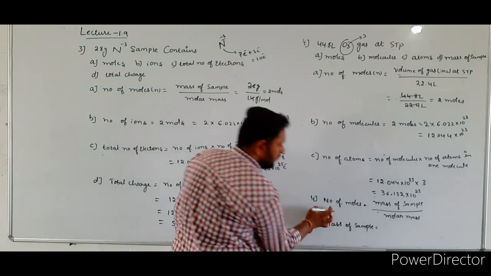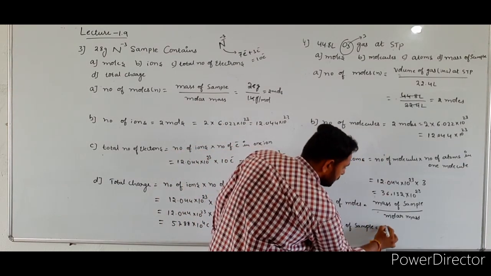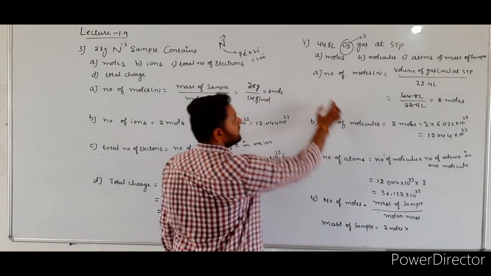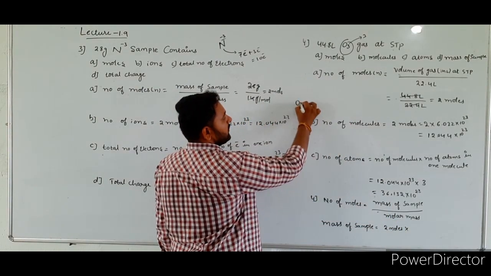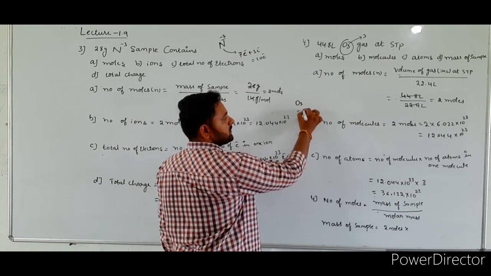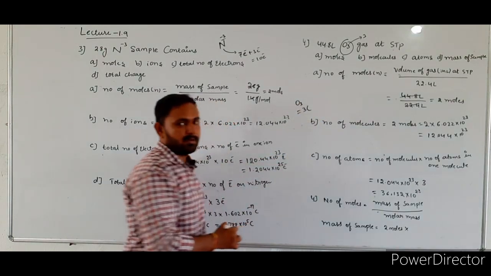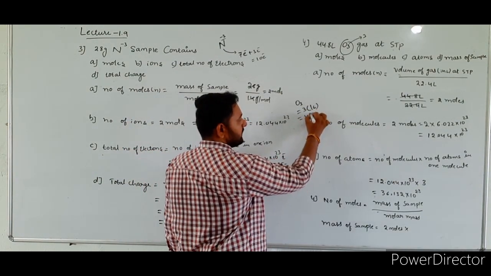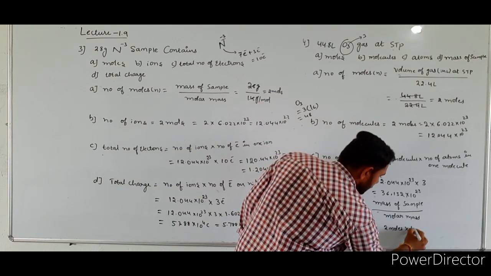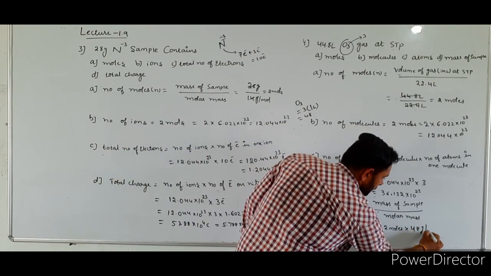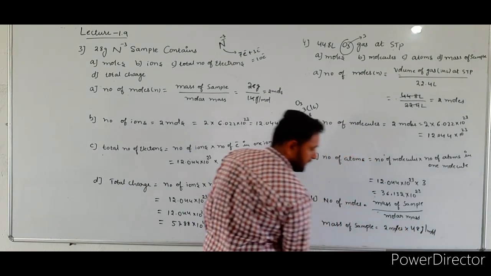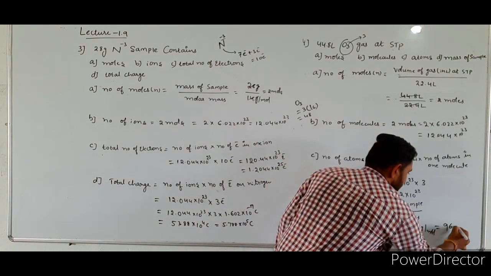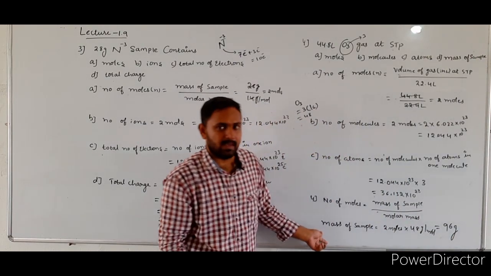Now let us calculate mass of sample is equal to, how many moles are present? There are 2 moles, into, what is the molar mass of O3? How many oxygen atoms are there? 3. What is the atomic mass of one oxygen? 16. Then 3 times 16 is 48. 2 moles into 48 gram per mole. Then mole gets cancelled. Then 48 into 2, 96 gram. This is the mass of sample.